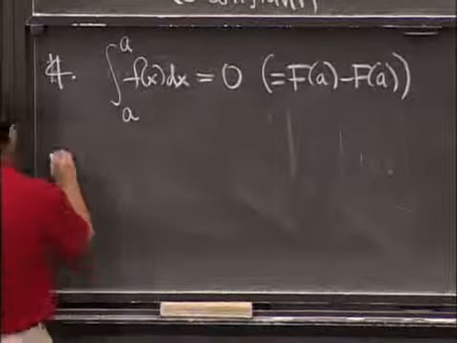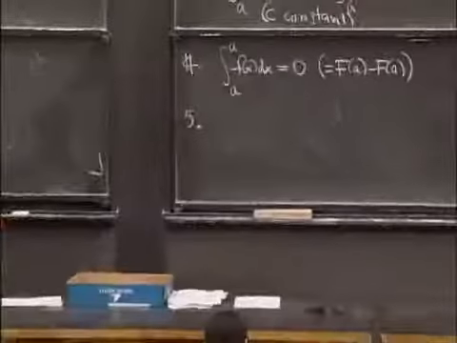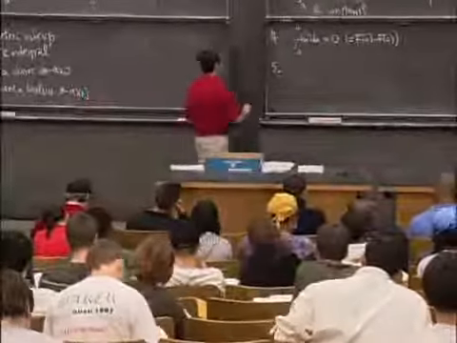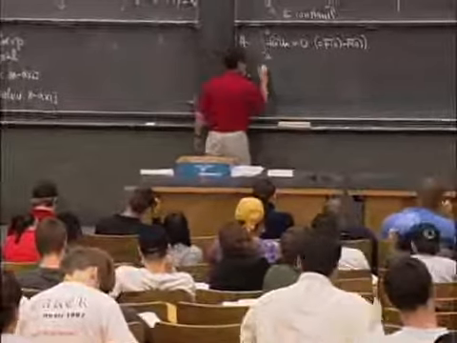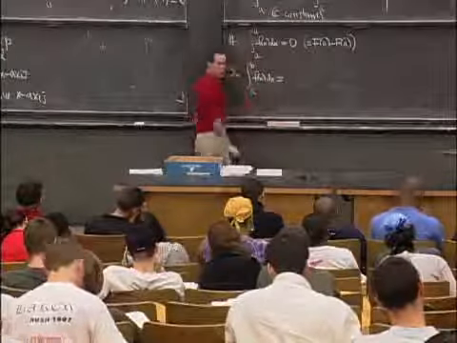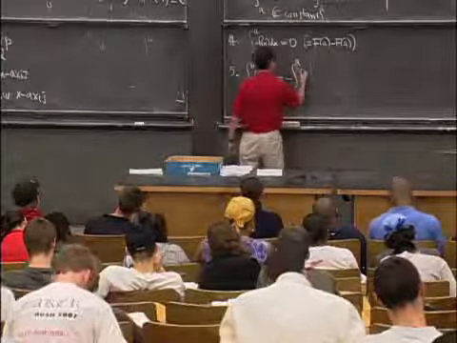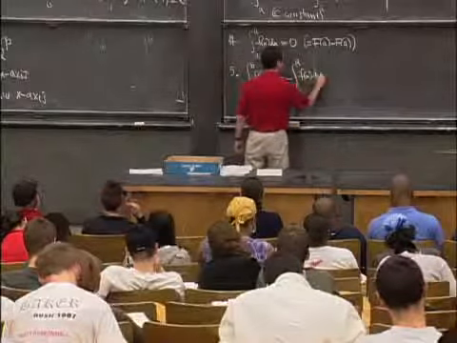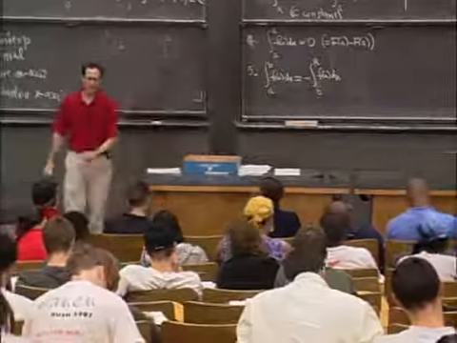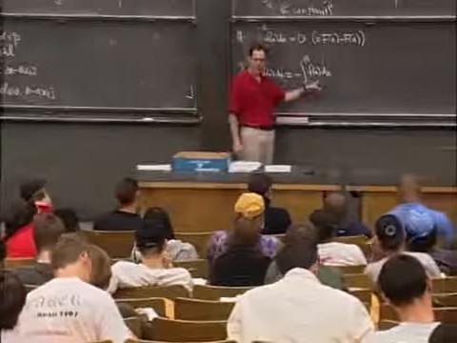Now, the fifth property is a definition. It's not really a property, but it's very important. The integral from a to b of f of x dx is equal to minus the integral from b to a of f of x dx. Now, really, the right-hand side here is an undefined quantity so far.